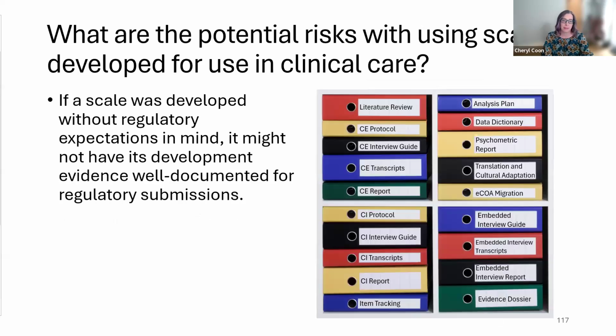Next slide. A third risk is that if the scale was developed without regulatory expectations in mind, it might not have its development evidence well documented for regulatory submissions. Maybe all the right steps were taken, starting with talking to patients through to longitudinal psychometric testing. But if the details like interview transcripts and psychometric data sets aren't available for regulatory review, then new evidence may need to be generated. Next slide.